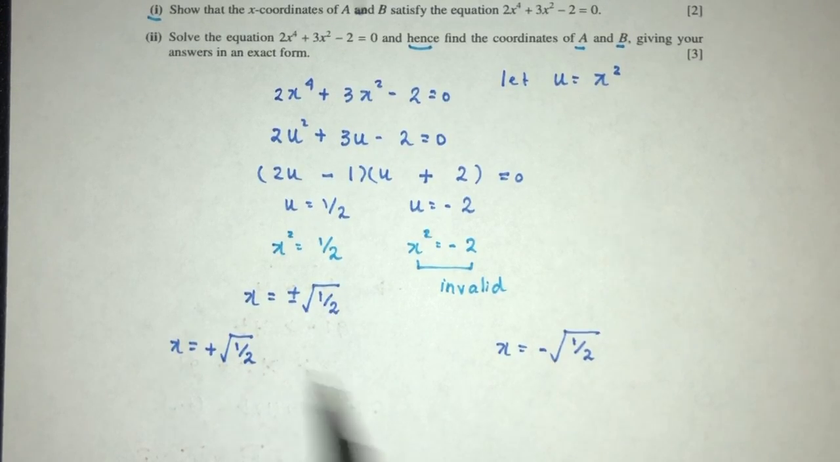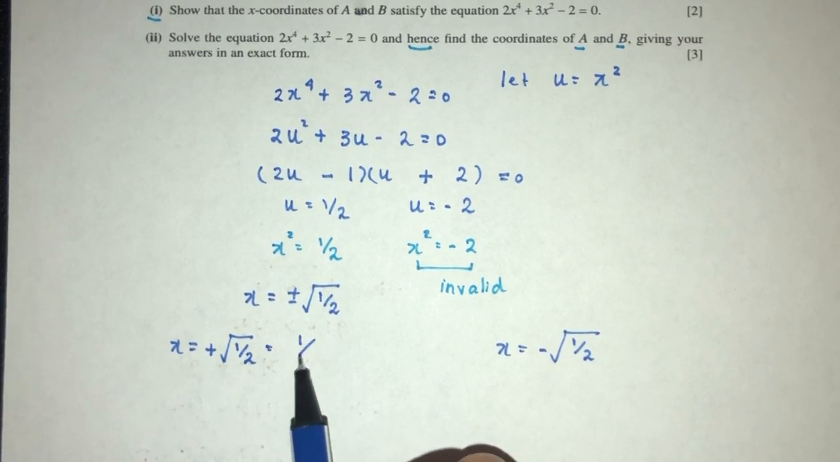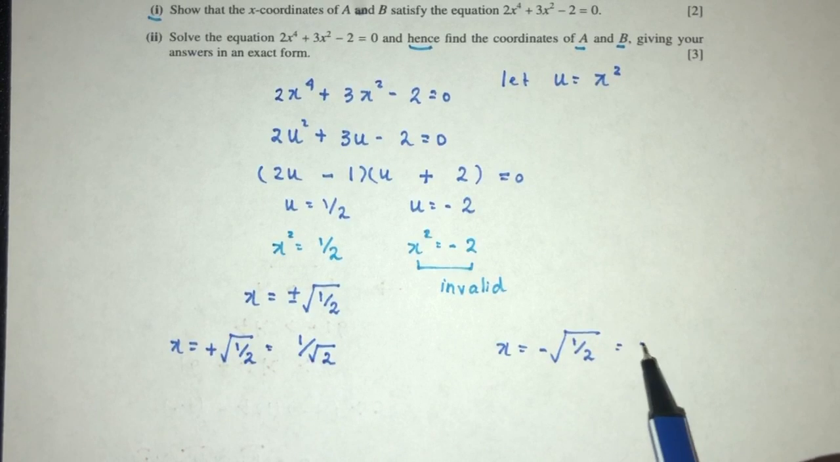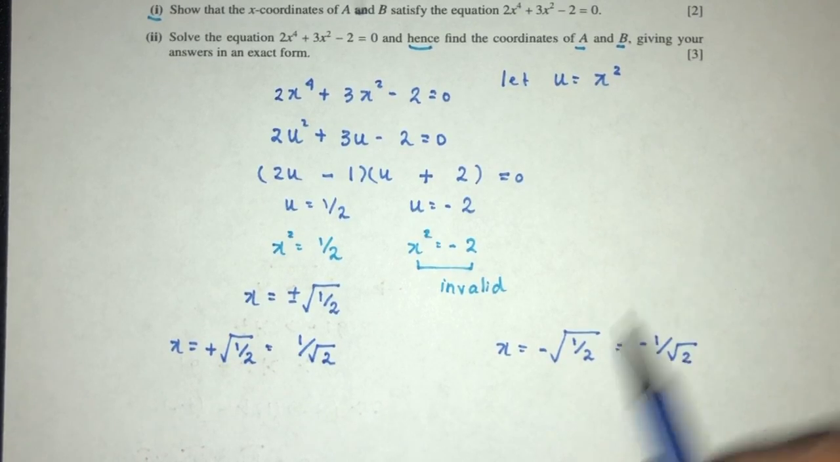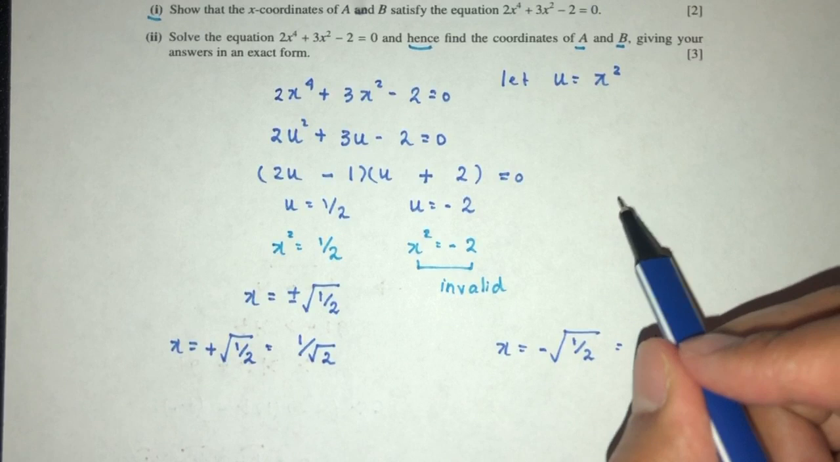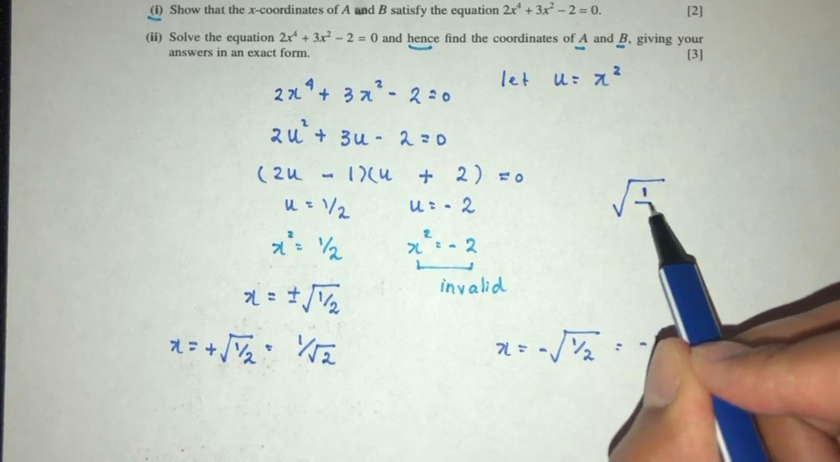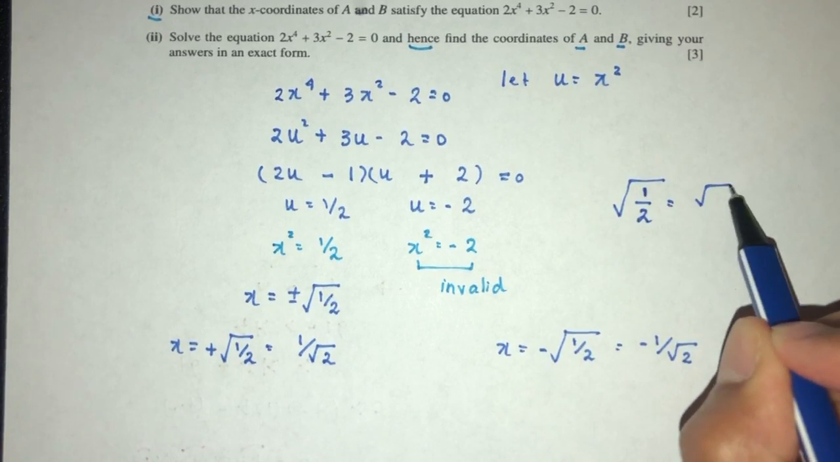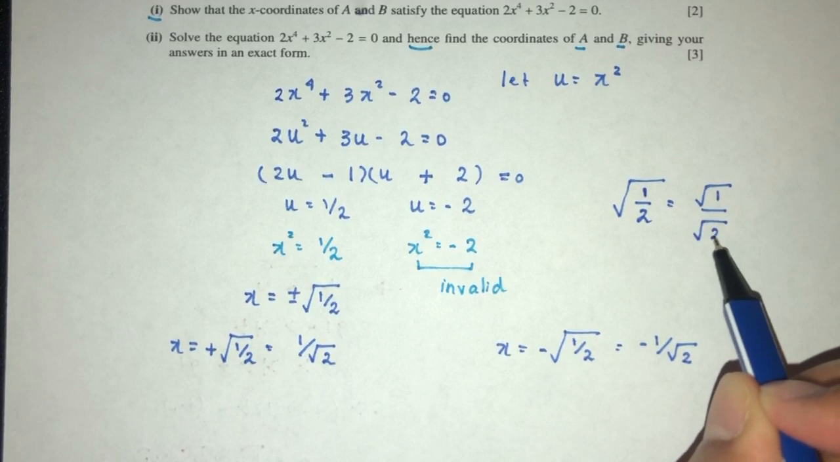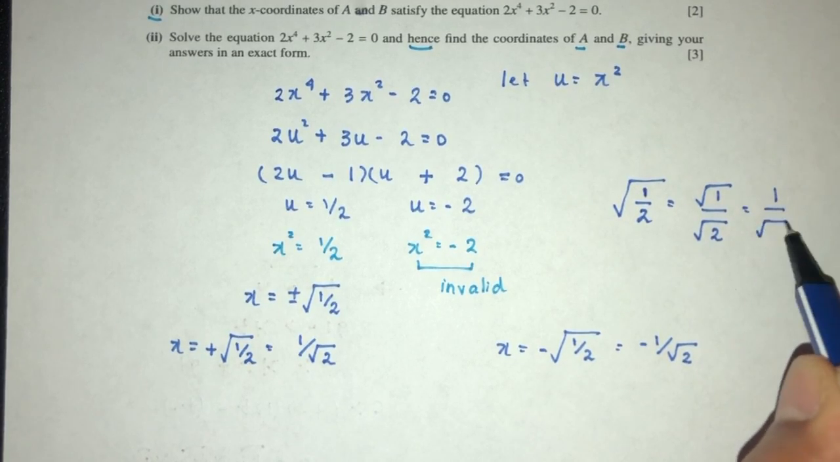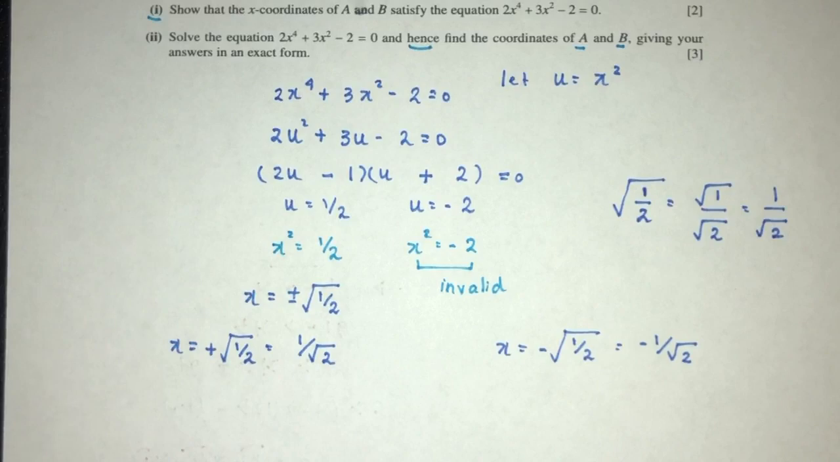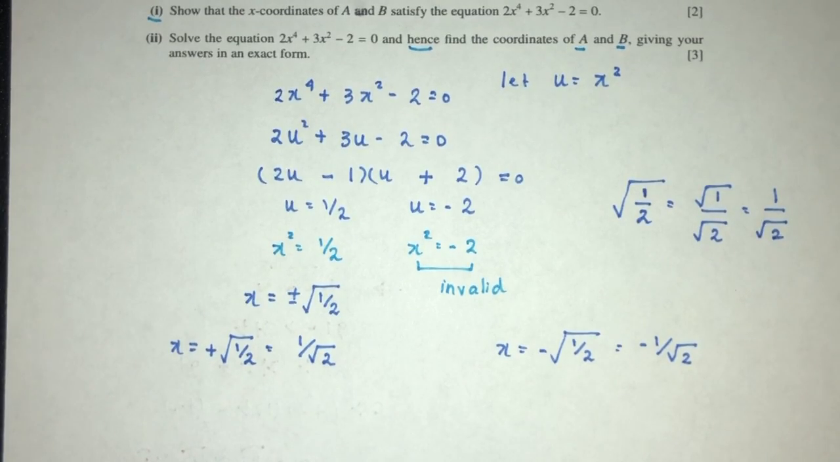Now we can rewrite this as what? Same thing as 1 over root 2 and minus 1 over root 2. Because obviously, for example, what is that? Same thing as root 1 over root 2, which is 1 over root 2, correct? Right. Now let's find the corresponding y value.